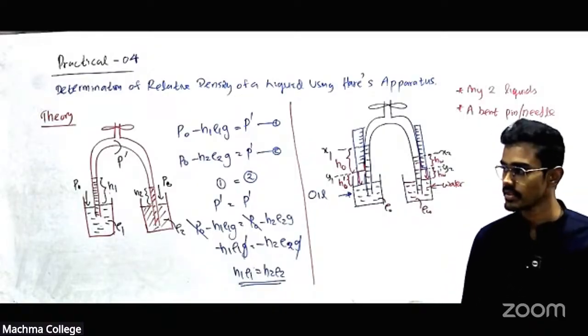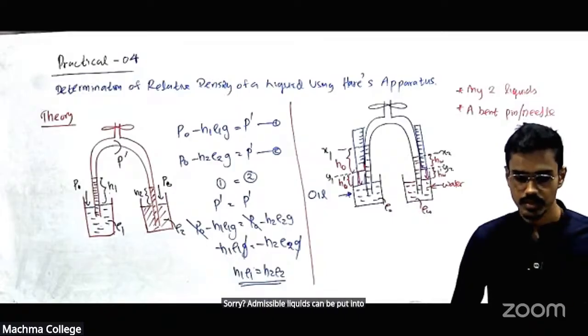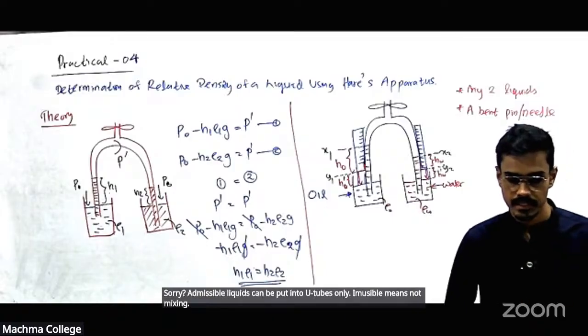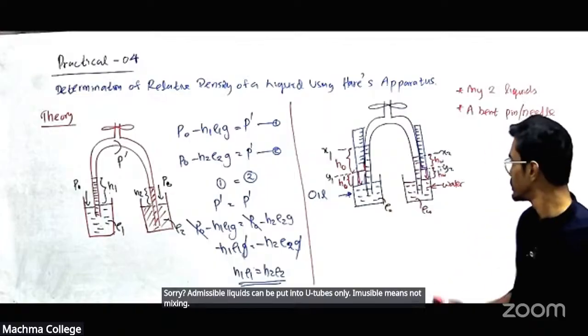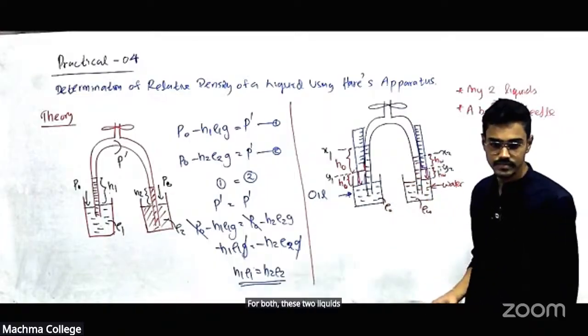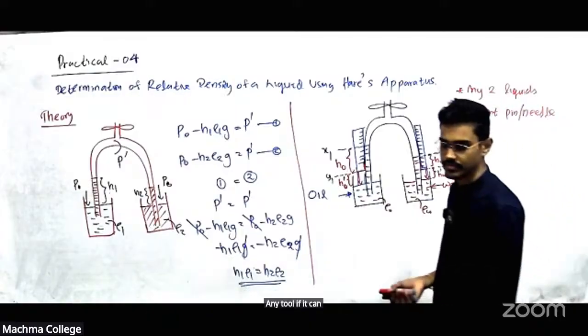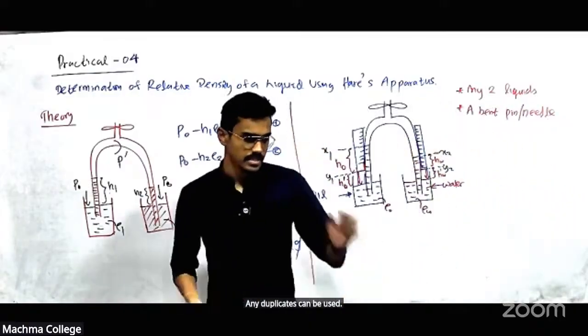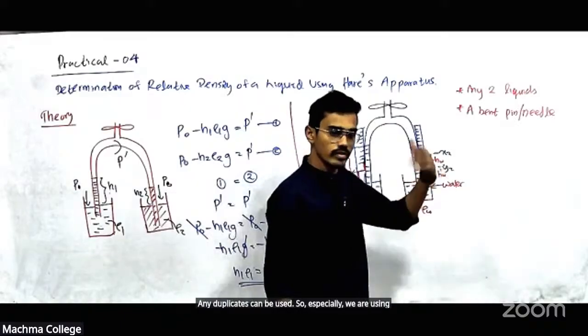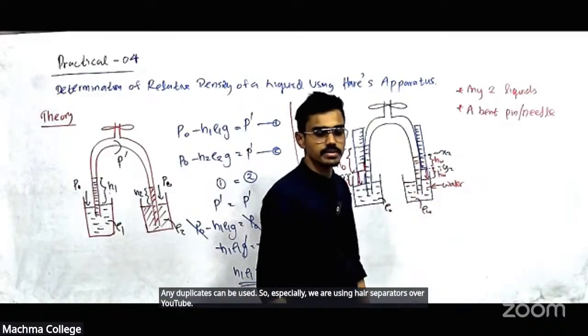Immiscible liquids can be put into U-tubes only. Immiscible means not mixing, so these two liquids are not in contact. Any two liquids can be used, so especially we are using Hare's apparatus over the U-tube for miscible liquids.